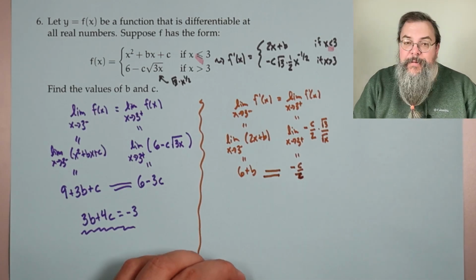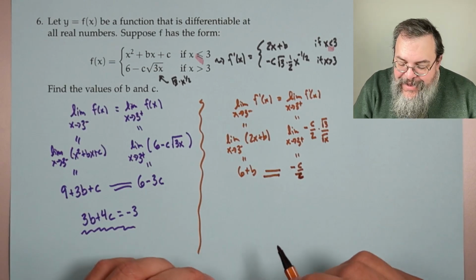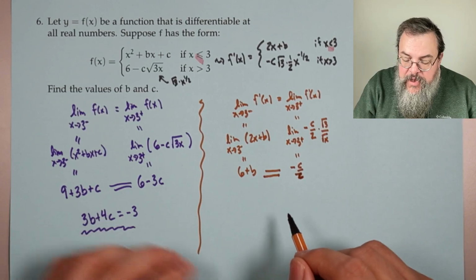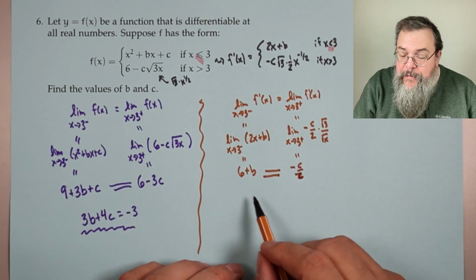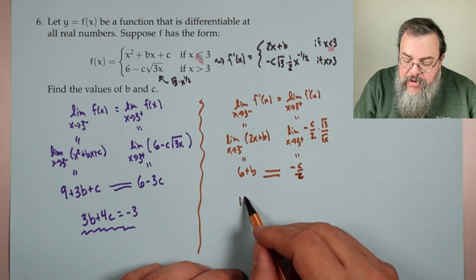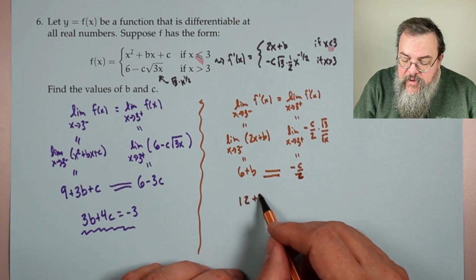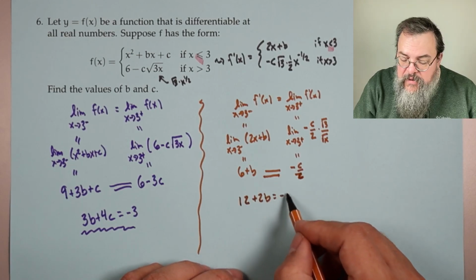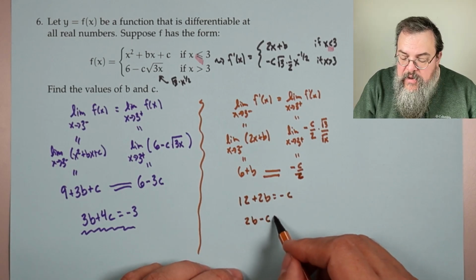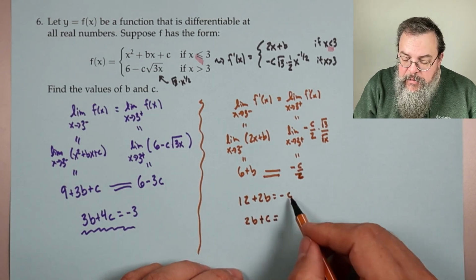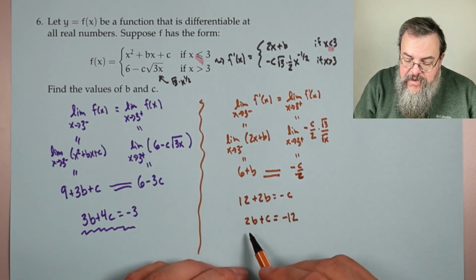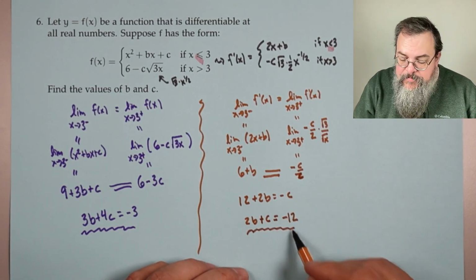Whoops, I can make my 2's look like 2's. Okay, so same thing as we did over here. But first, let me multiply both sides by 2, because fractions always make me nervous. So 12 plus 2b is negative c, or 2b minus c needs to equal, plus c because I moved it over, negative 12. All right, so there's our other constraint.